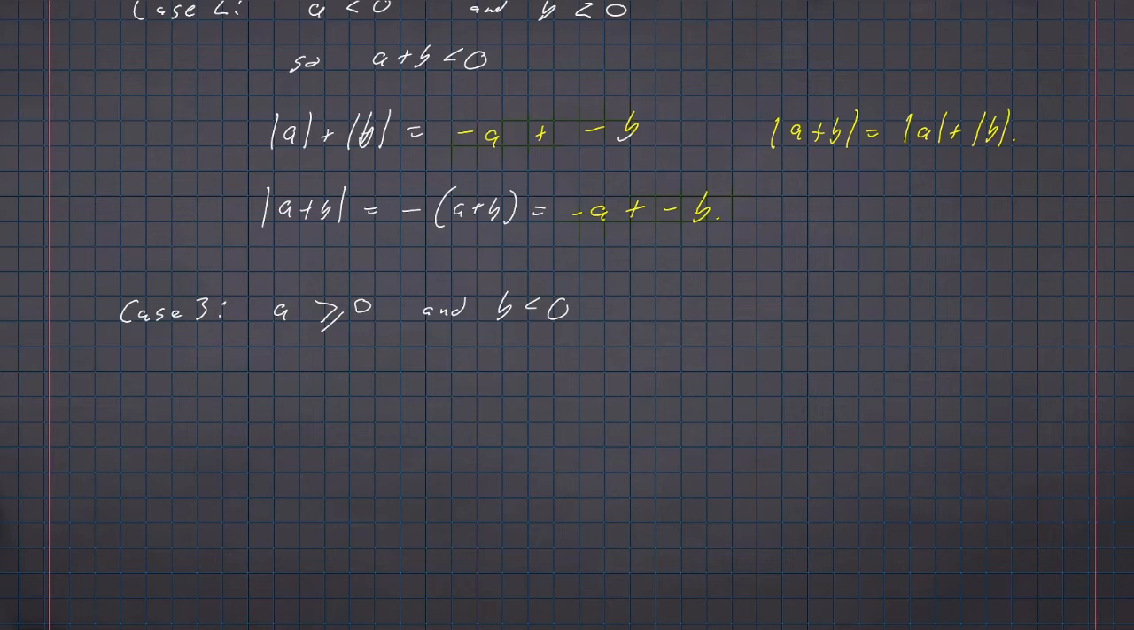If A is greater than or equal to 0 and B is less than 0, then we still have a little bit more to do. Because depending on which of A or B is larger in absolute value, changes what happens when you add them together. If A is bigger than B in absolute value, then A plus B is still bigger than or equal to 0. I guess that should be greater than or equal to. Absolute value of A is greater than or equal to absolute value of B.